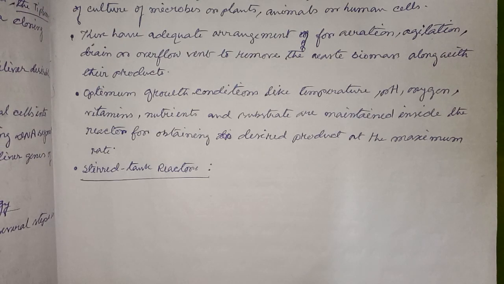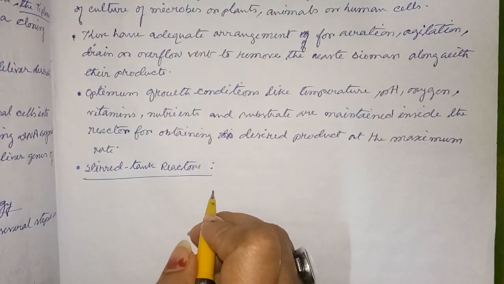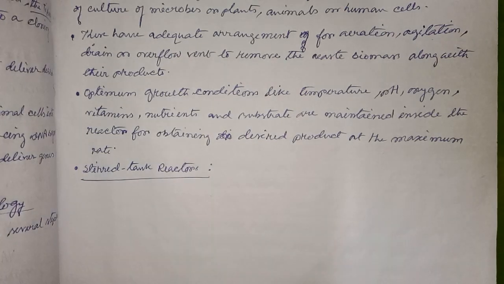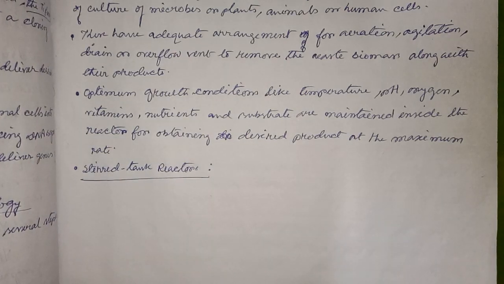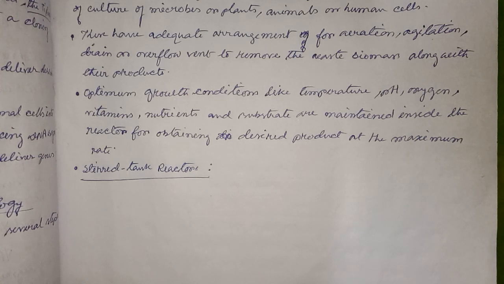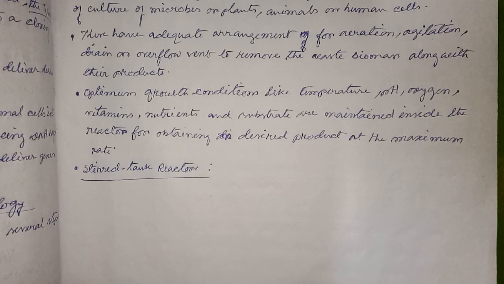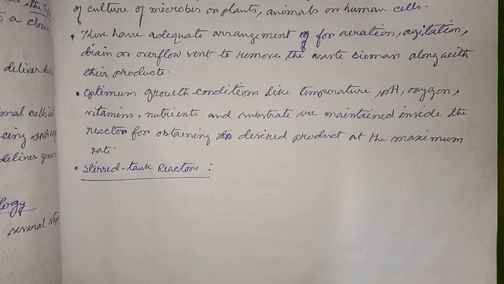Hello students. Now stirred tank reactors. The most commonly used bioreactors are stirred tank reactors. Each reactor is a large closed cylindrical vessel made of steel. It has a curved base to facilitate the mixing of culture broth. It has following features like a central shaft, a stir plate or stir blade magnetically coupled to the shaft for stirring the broth.